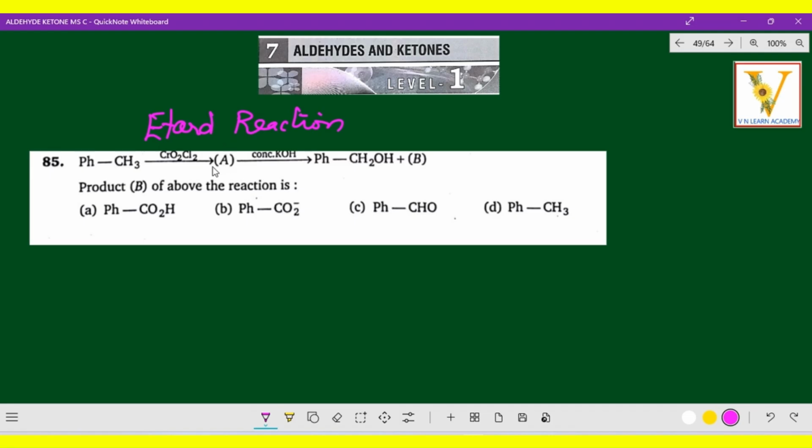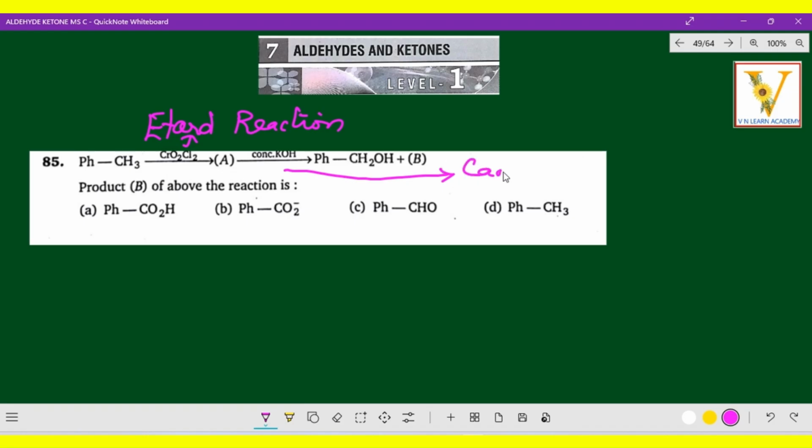Now this is benzaldehyde. Benzaldehyde combined with concentrated KOH gives the Cannizzaro reaction. That is another famous naming reaction. I hope you got that clarity. So this is the Etard reaction, and this is the Cannizzaro reaction.